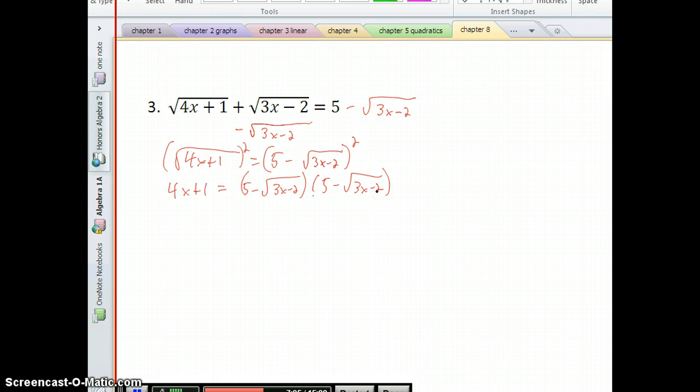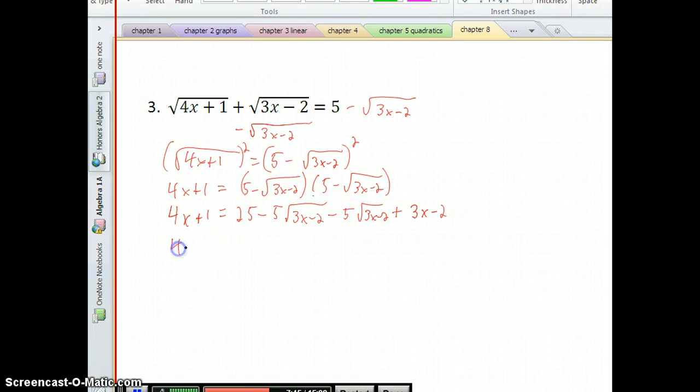So now we're going to have to remember a little bit how to multiply radicals. On the right side, we get a little bit complicated here. 5 times 5 gives 25. If we multiply 5 times the negative of the square root, remember that what's outside stays outside, what's inside stays inside. Then we get another negative square root of 3x minus 2 times the 5, so we get negative 5 times the square root of 3x minus 2. And then when we take a negative times a negative, we get a positive, and the square root of 3x minus 2 times the square root of 3x minus 2 is just 3x minus 2, because you're squaring the part that's under the square root.